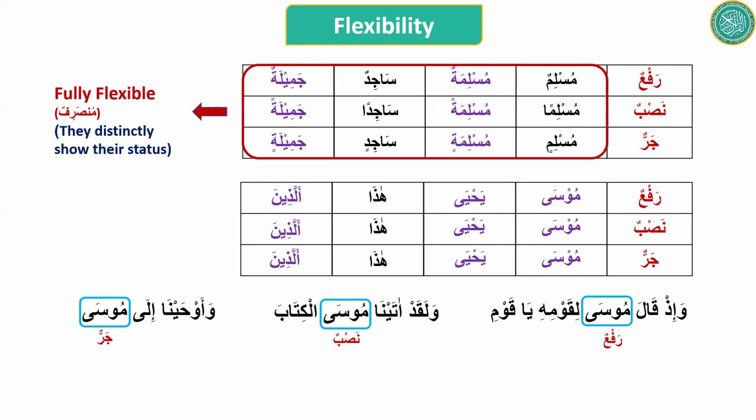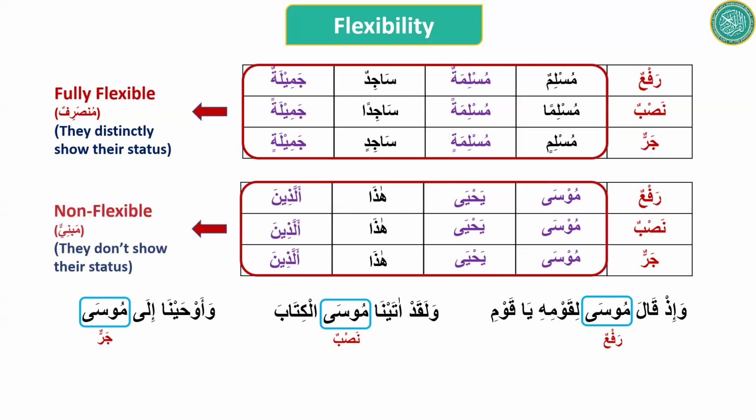So the words which do not show their status and do not change to show their status are all called non-flexible. They don't change, so they don't have any flexibility in them, and they do not show their status. So how would you know their status? You will have to focus on the sentence or the ayah in which they are used, and then it will be very clear what their status is. Is it rafa, is it nasab, or is it jar?